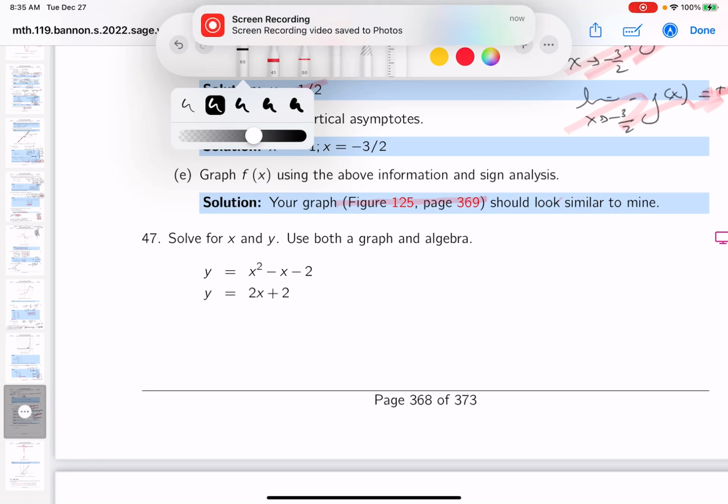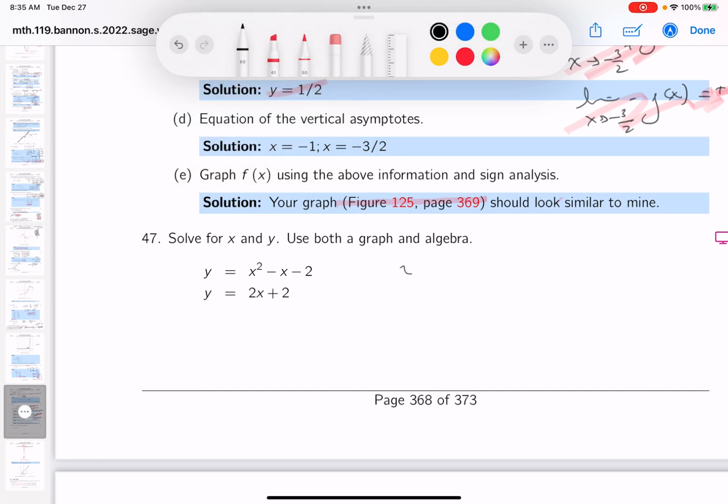Okay, let's start off using algebra. And what do I notice about this over here? I notice that y equals x squared minus x minus 2, and y also equals 2x plus 2, so they should be identical. Question is, where are they identical? Well, let's figure this out.